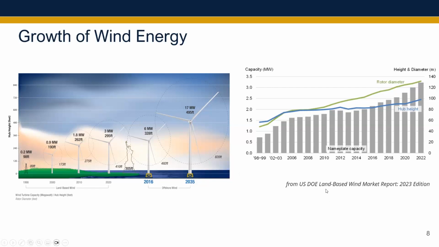Here, this is based on a land-based market report for onshore wind turbines. The rotor diameters are increasing, and also the hub height is increasing. This is what's going to cause the additional load demands.